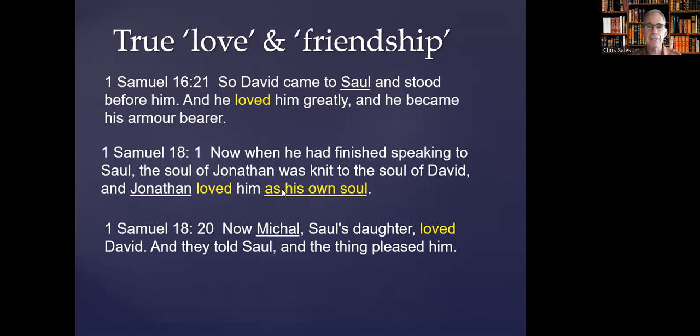It was the one that was based on the spiritual things, the faith, the trust, the belief that God was able to accomplish great things through them, and that it was for God's glory and honor, not self. This is what attracted Jonathan to David and David to Jonathan. And this is what made their friendship enduring, not only in this life, but in the life to come.